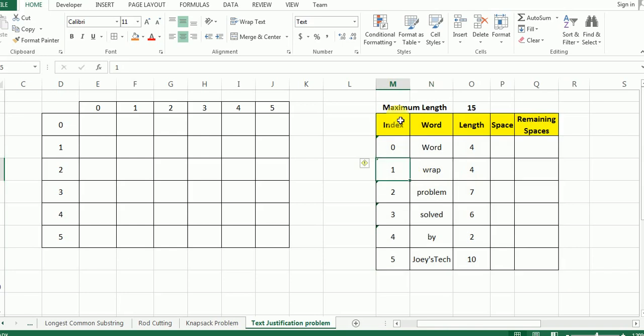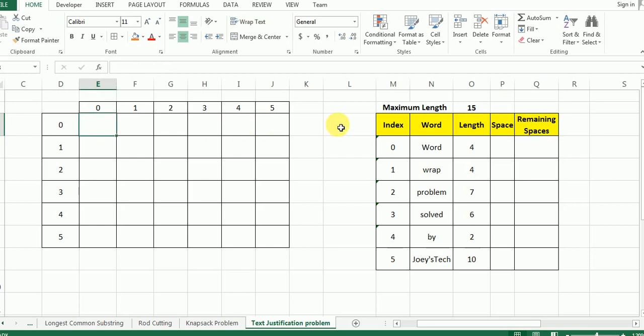Let's go through the parts of this table. So we have the index over here, and we have the word in the second column. You can see that for each of the indexes I have listed the word, and also I have mentioned their respective lengths in front of them. Then we have these two columns, spaces and remaining spaces, which we are going to use when we calculate the values of this matrix. So you are going to witness it.